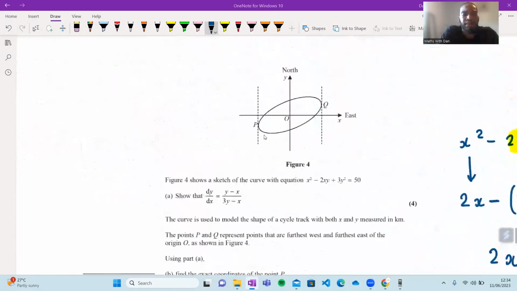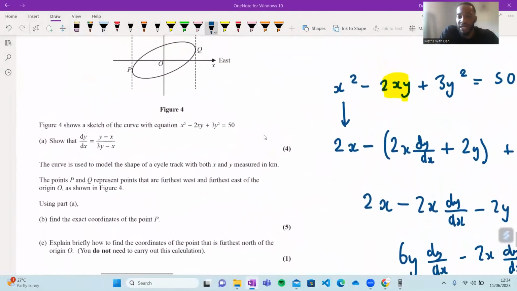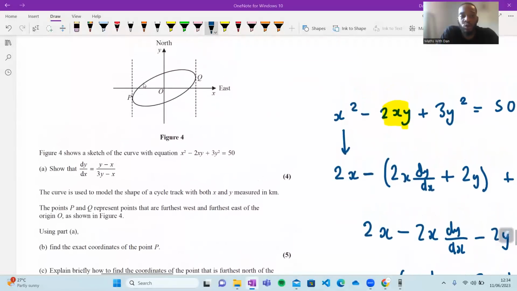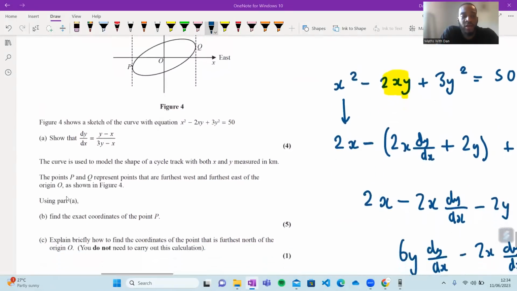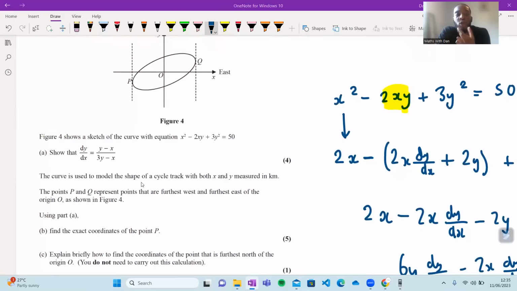Now this one here, part B, is something that can come up a lot, which is what I wanted to do with you guys. It says the curve is used to model the shape of a cycle track with both x and y measured in kilometers. The points P and Q represent the points that are furthest west and furthest east of the origin O in figure 4. Using part A, find the exact coordinates of P.